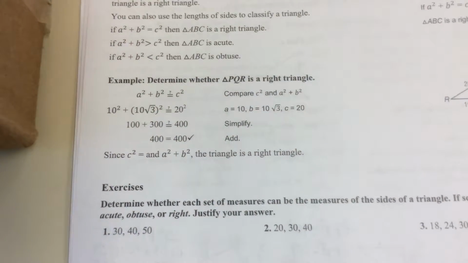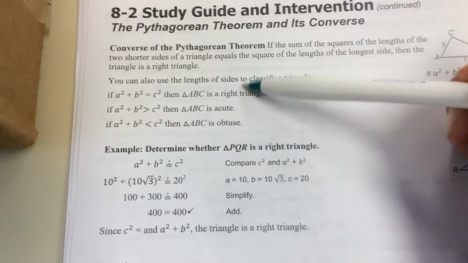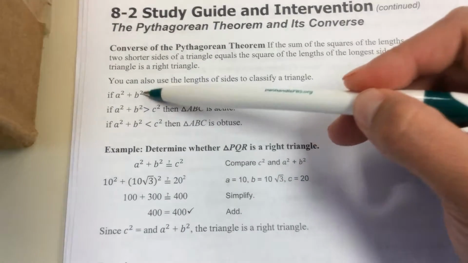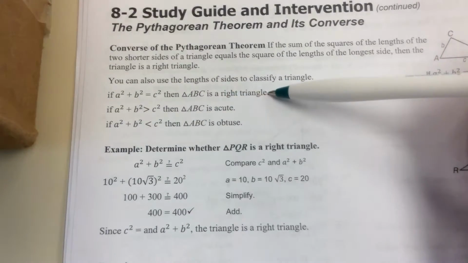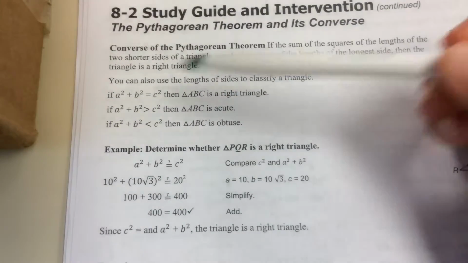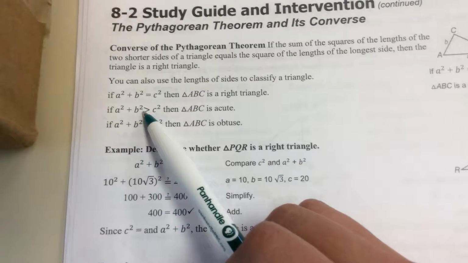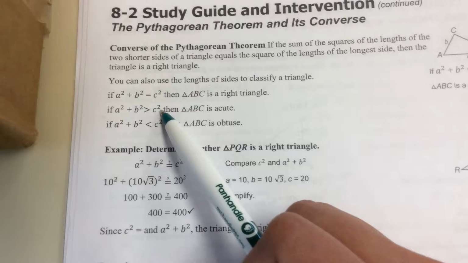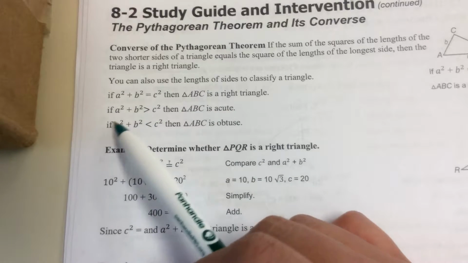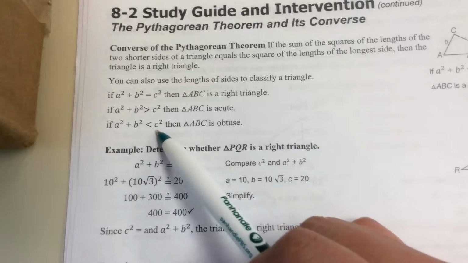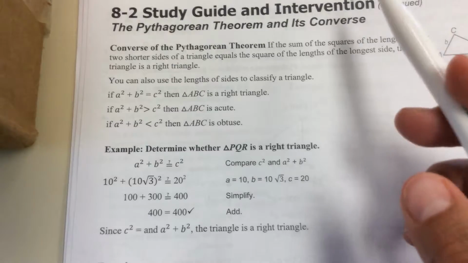When we look at this, we have several rules that we have to go by. If a squared plus b squared equals c squared, then the triangle is classified as a right triangle. If a squared plus b squared is greater than c squared, then the triangle is an acute triangle. If a squared plus b squared is less than c squared, then triangle ABC is an obtuse triangle.